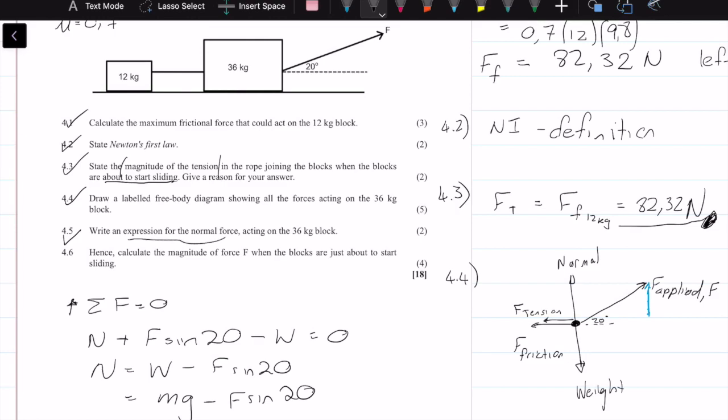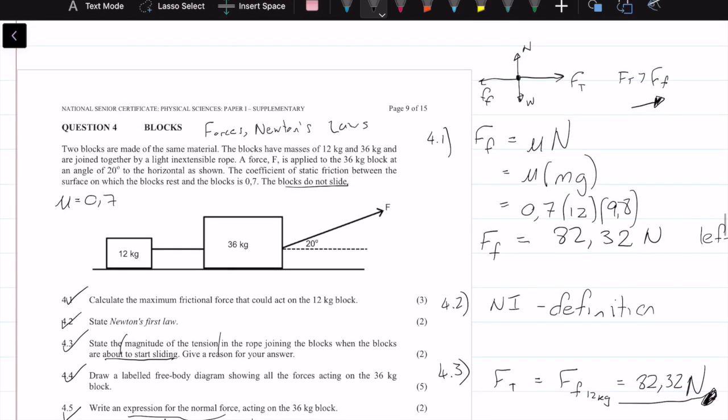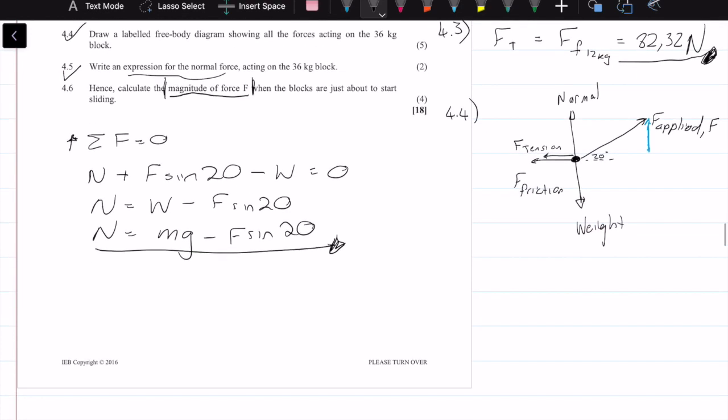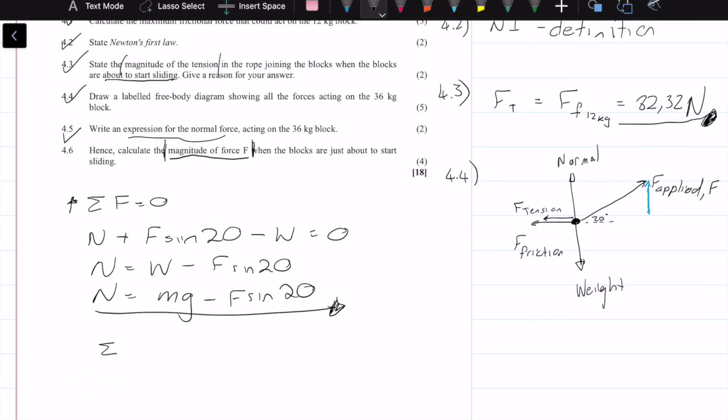When it says expression, we don't need to input values. Then it says hence calculate the magnitude of the force F when the blocks are just about to start sliding. So how am I going to do this? Now I'm going to also take the sum of the forces in the horizontal direction equal to 0, because it's just about to start sliding.